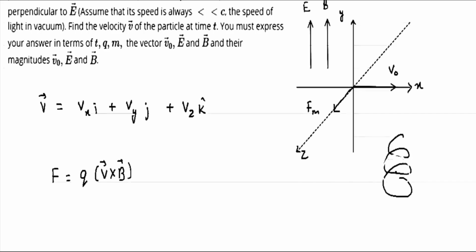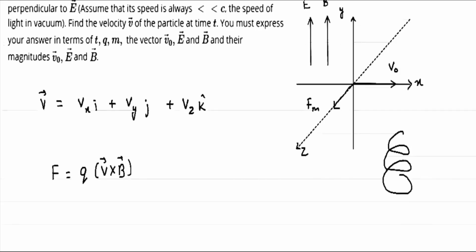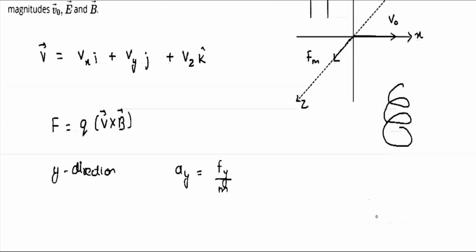So how can we get the upward velocity? In the upward direction, it would be the electric force which would be acting. So for the y direction, the acceleration in the y direction would be the force in the y direction divided by the mass. What is the force acting in the y direction? It is just the electric force. If q is the charge, it would be qE divided by m.